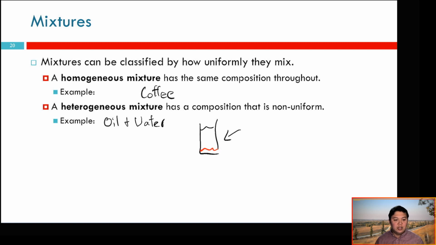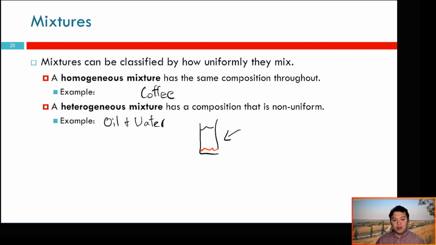Another example of a heterogeneous mixture, actually, well, soup. So is soup homogeneous if it won't settle back out, but heterogeneous if it will settle back out? Yeah, like that.